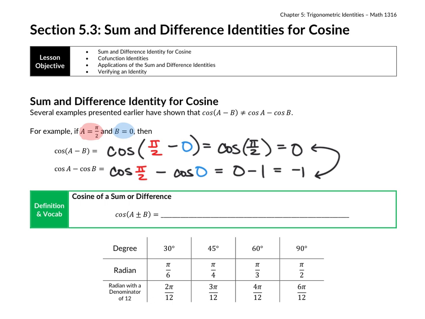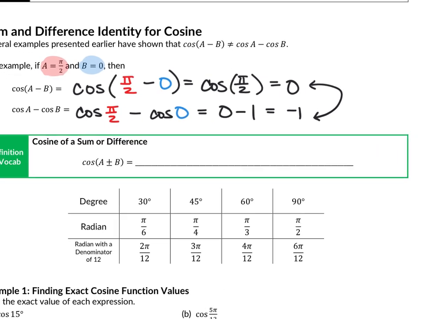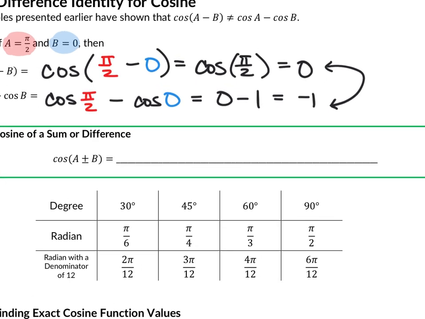We have to develop a different identity, or a different formula, essentially, for when we're adding or subtracting angles inside a cosine value. So that sum or difference formula is the following. The cosine of A plus or minus B, and be specific how I'm writing this, is the cosine of A, cosine of B, minus plus, specifically in that order with the minus on top, sine of A, sine of B.